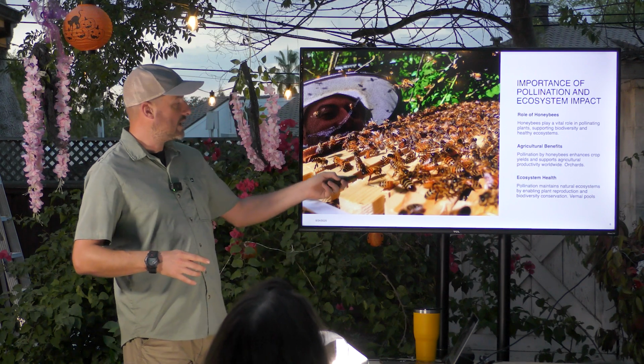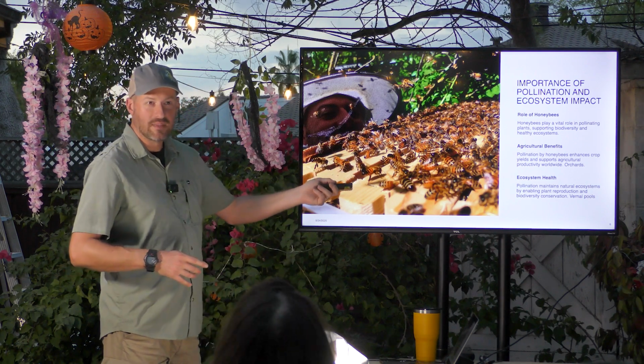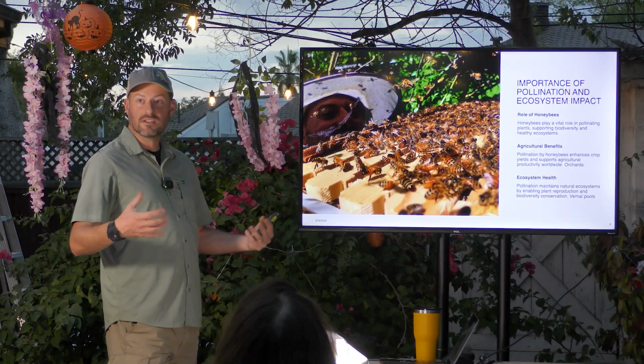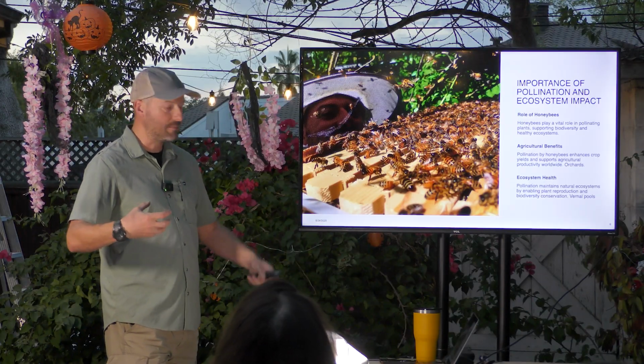Our vernal pools, we have some over there by Phoenix Park. That's another example of a landscape that was really conducive to having bees around, because the more plants that grow prevent that erosion from happening in the clay.